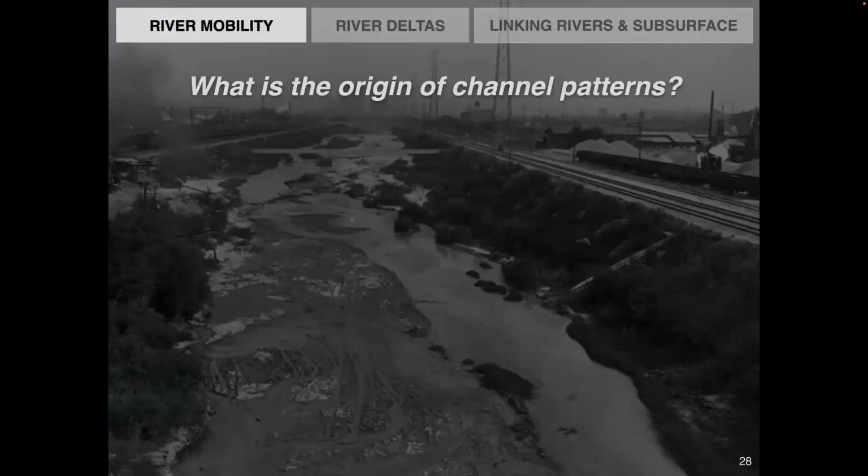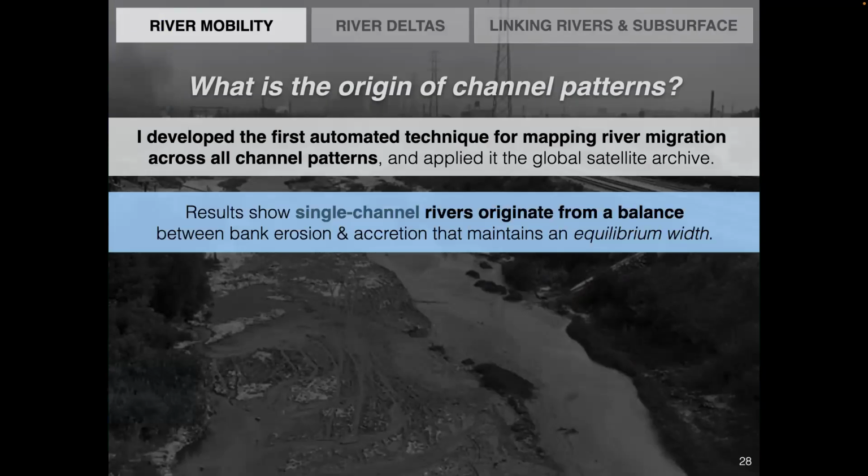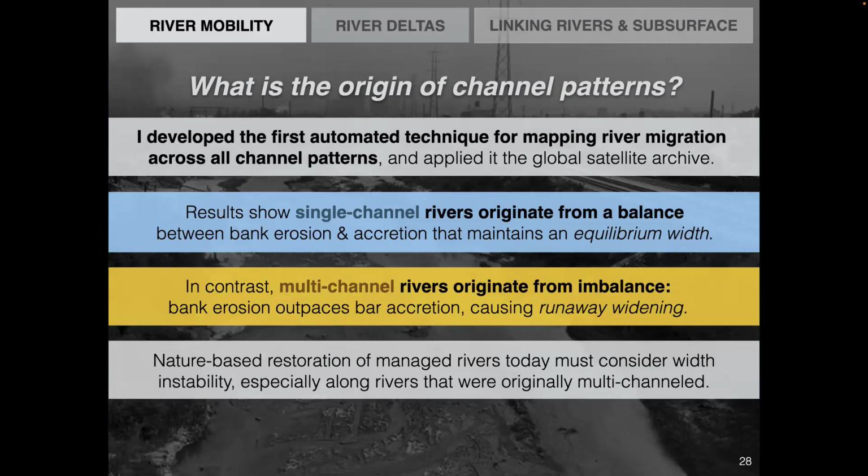So that wraps it up for this first section of my talk. Briefly, we developed this technique for mapping river migration that's applicable to all channel patterns and applied it to the satellite archive. We see these single channel rivers originate from a balance between erosion and accretion with equilibrium width, whereas the multi-channel rivers have this imbalance and runaway widening. And then we think this is important for the restoration of managed rivers today that may have originally been multi-threaded.